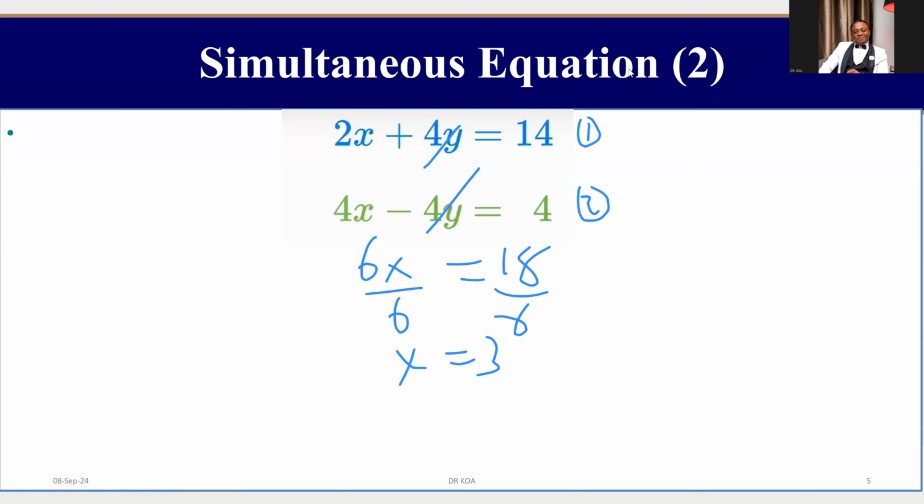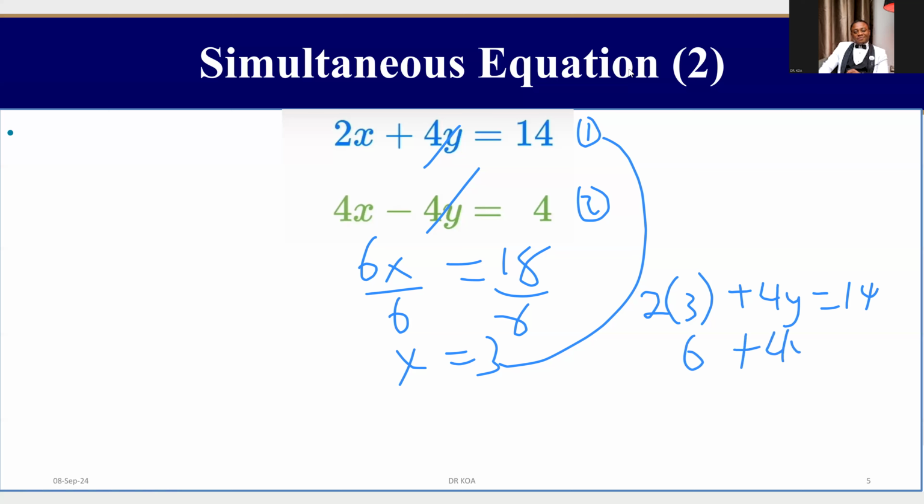You take that value, drop it into any one of them, say equation 1, and find the value of y. Now that you know x, equation 1 is 2x, that means 2 times 3, because x is 3, plus 4y equals 14. 2x is 6. 6 plus 4y equals 14. To get y, you move the 6 to the right-hand side. That becomes 14 minus 6, which is 8. So you get 4y equals 8. That means y is equal to 2.